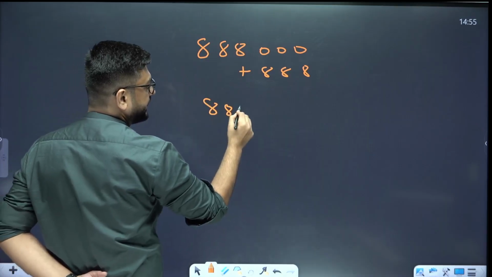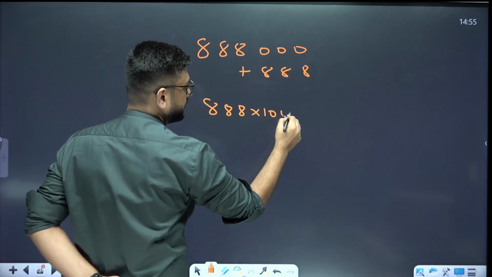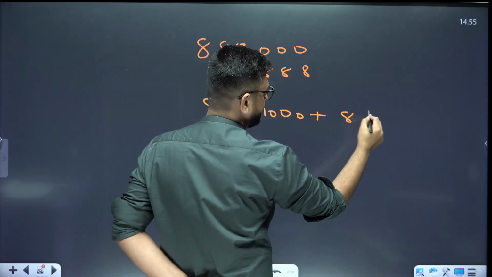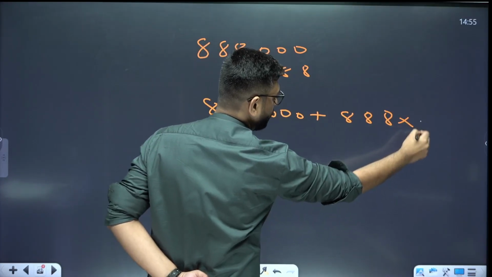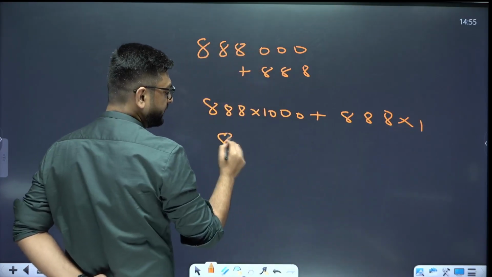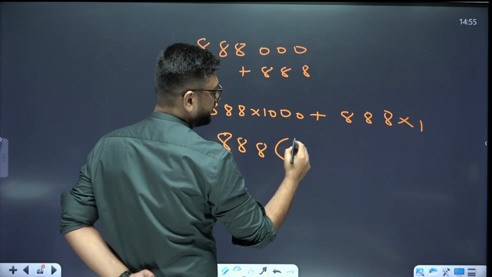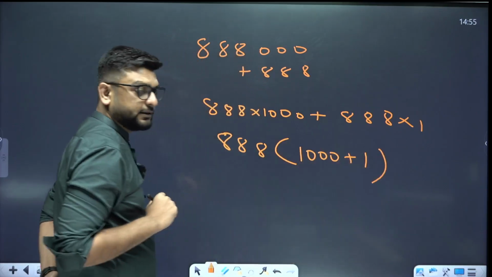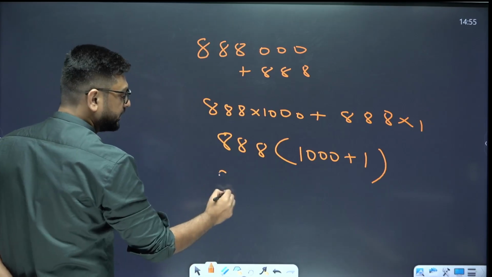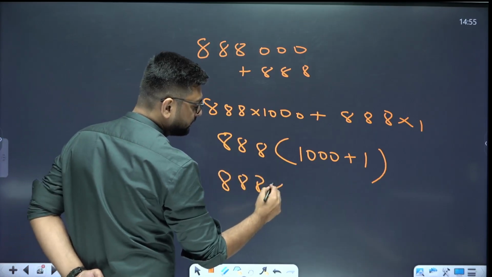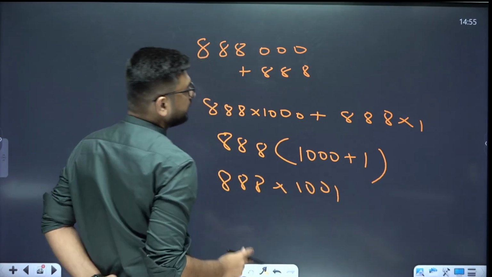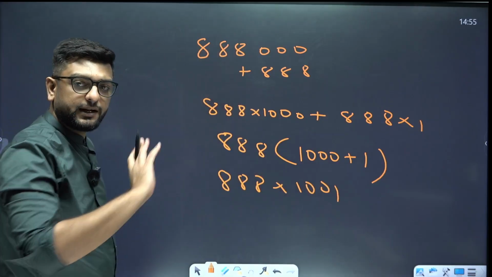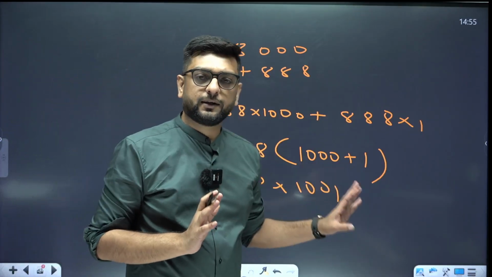Taking 888 into 1000 plus 888 into 1. Taking 888 as common, this will be 1000 plus 1. Clear? So that means 888 into 1001 will give me the result as 888, 888. Now did you get it?